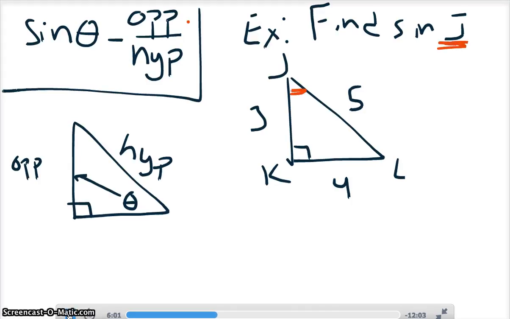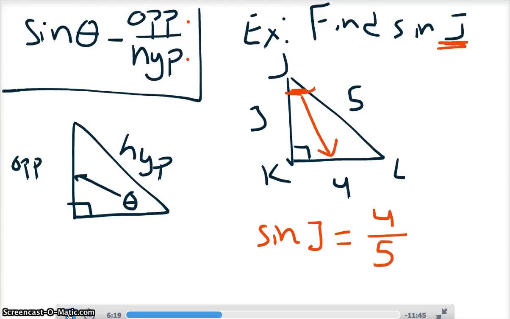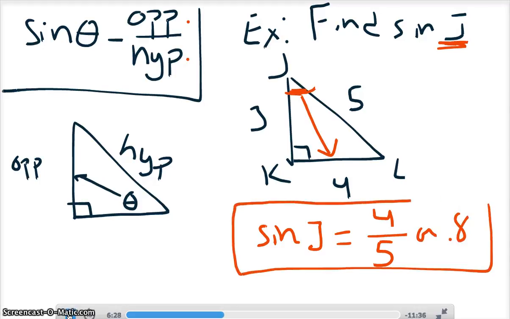So I want it to be opposite over hypotenuse. If I'm at J, what's my opposite? 4 would be my opposite, and then my hypotenuse will be 5. Sometimes they want you to leave the ratio as a fraction. Sometimes they want it as a decimal. So sine J equals 4 over 5 or 0.8.